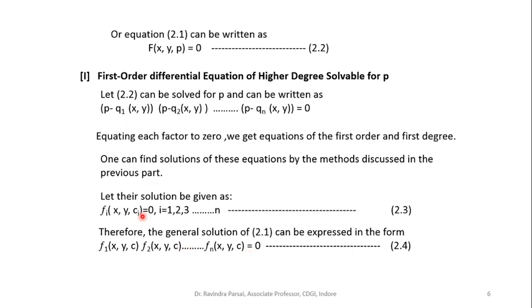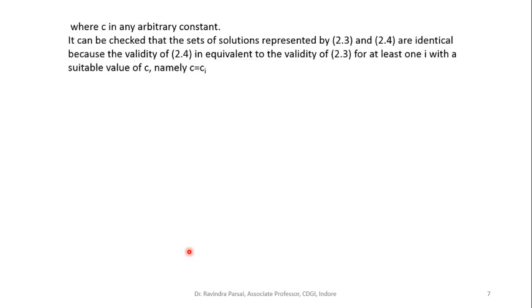Why are we taking only one constant? Because we know that if you are going to solve a differential equation of nth order, then its general solution involves n constants. If you have a first order differential equation, its general solution involves only one constant. That's why I take c, where c is an arbitrary constant.